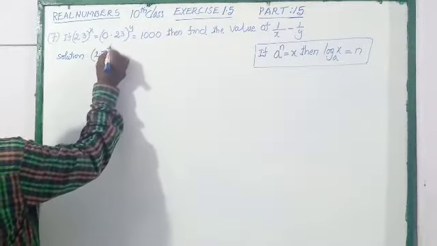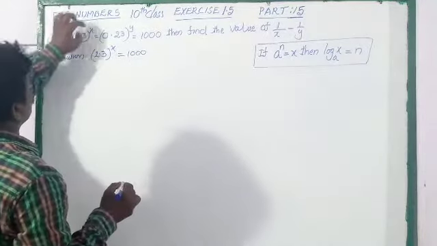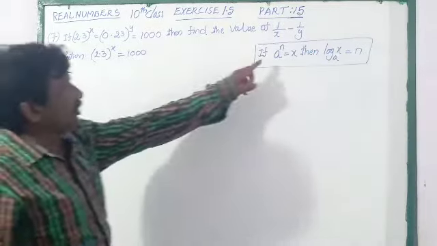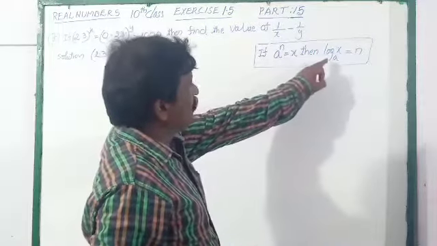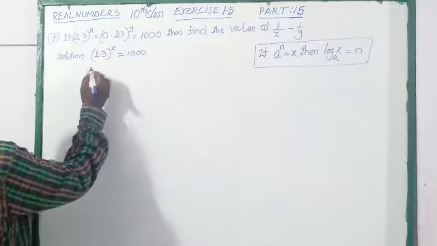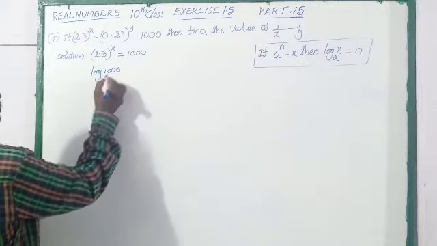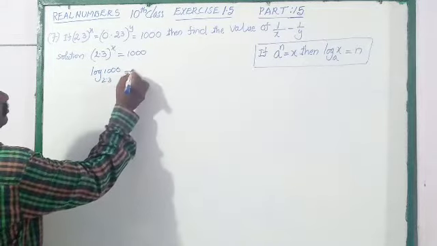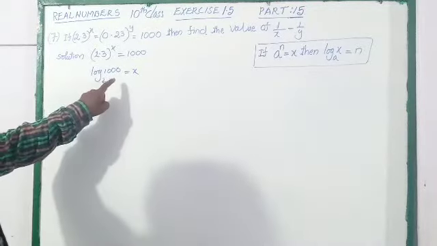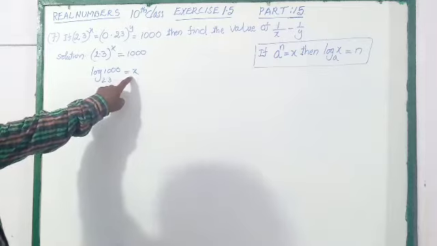Solution: 2.3 to the power x is equal to 1000. If a to the power n is equal to x, then log x base a is equal to n. Applying the log, log 1000 base 2.3 is equal to x. Same formula. Log 1000 base 2.3 is equal to x.